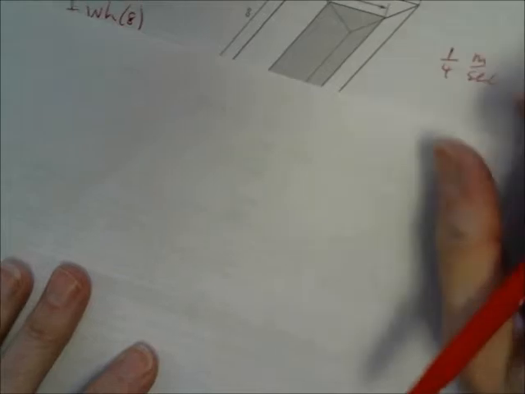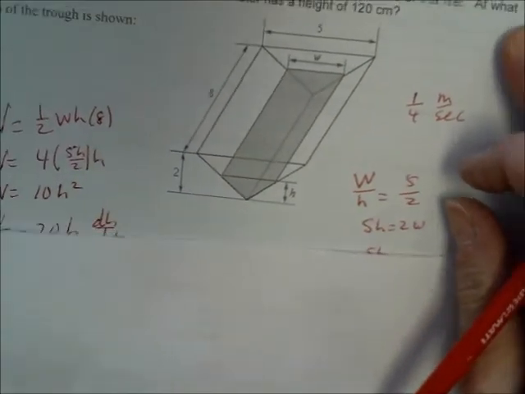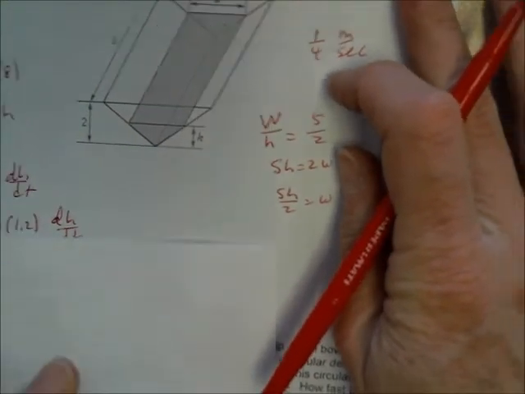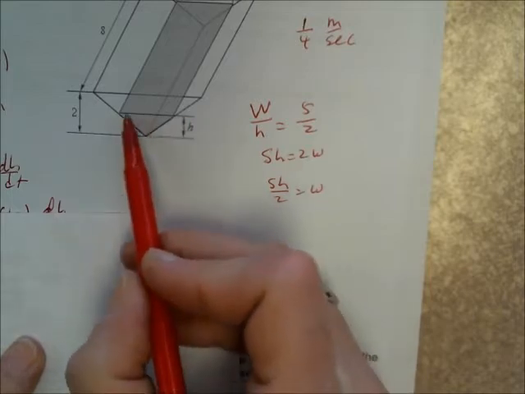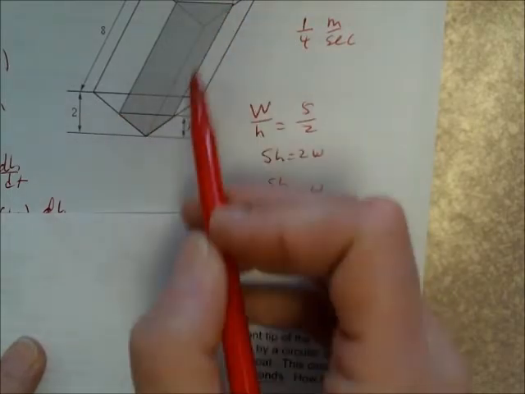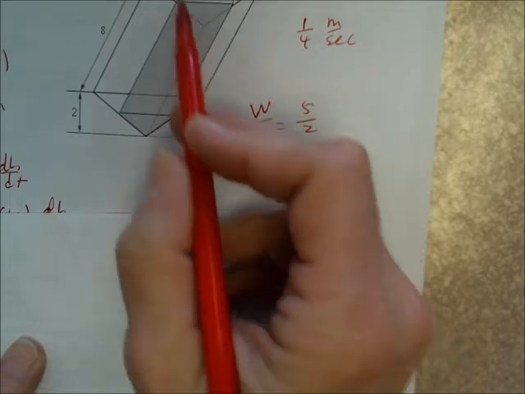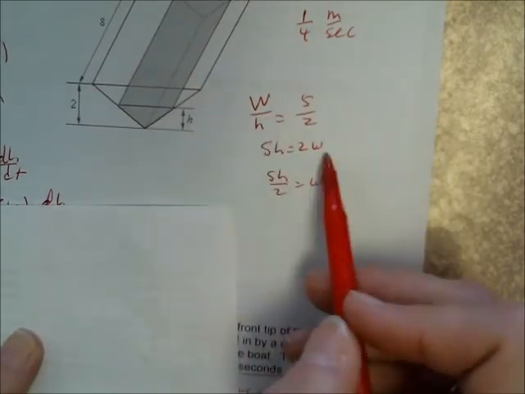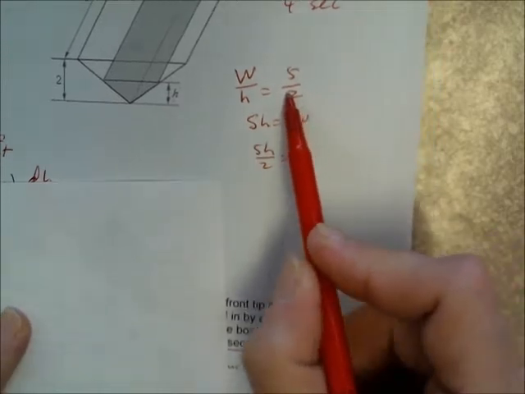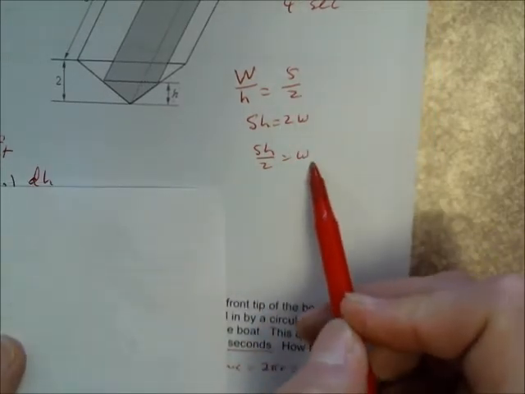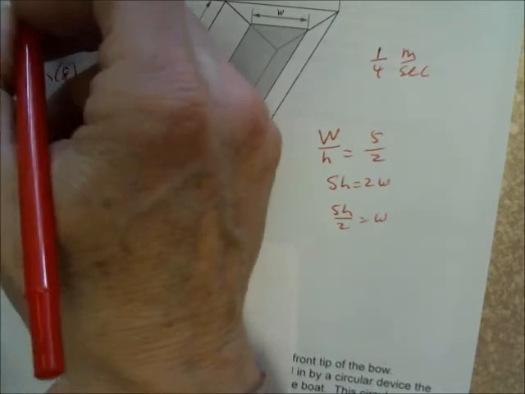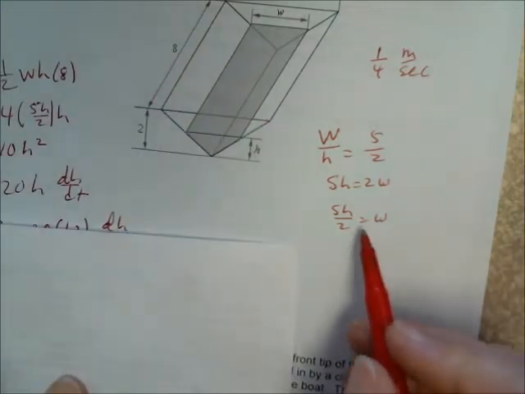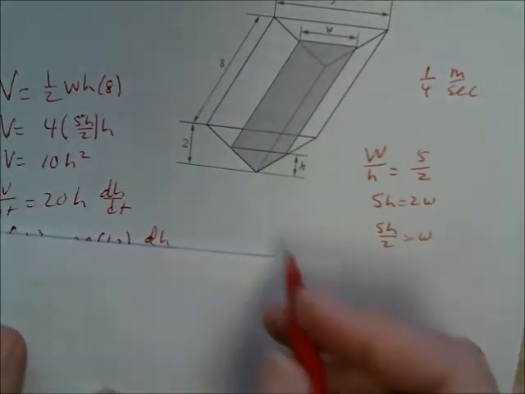This trough question is very similar to the one I put in a video previously. When you have a trough question, you have a similar triangles question. This is W, they tell you, and this is H. So W over H is equal to 5 over 2, and you can set this up with a similar triangles proportion. Because they want to know the rate at which the height of the water is changing, they want to know dH/dt.